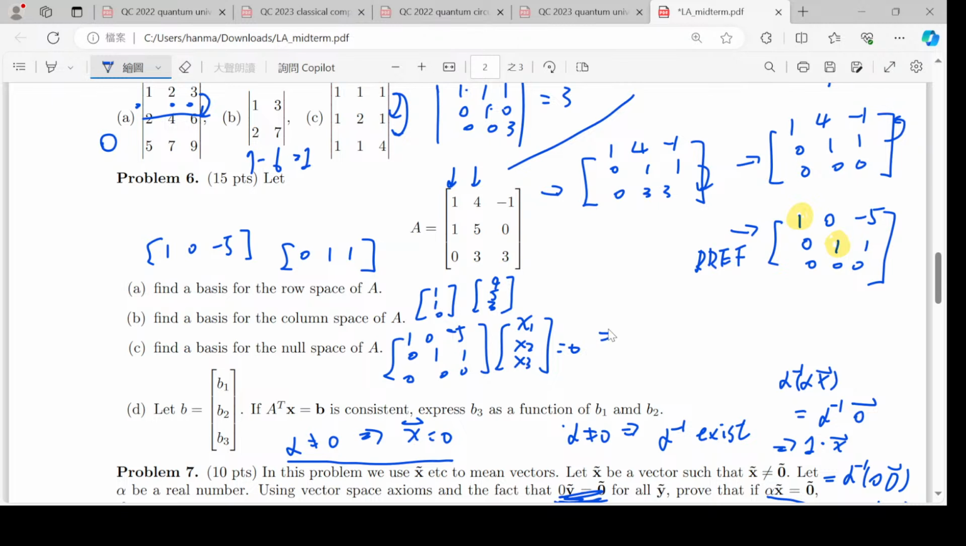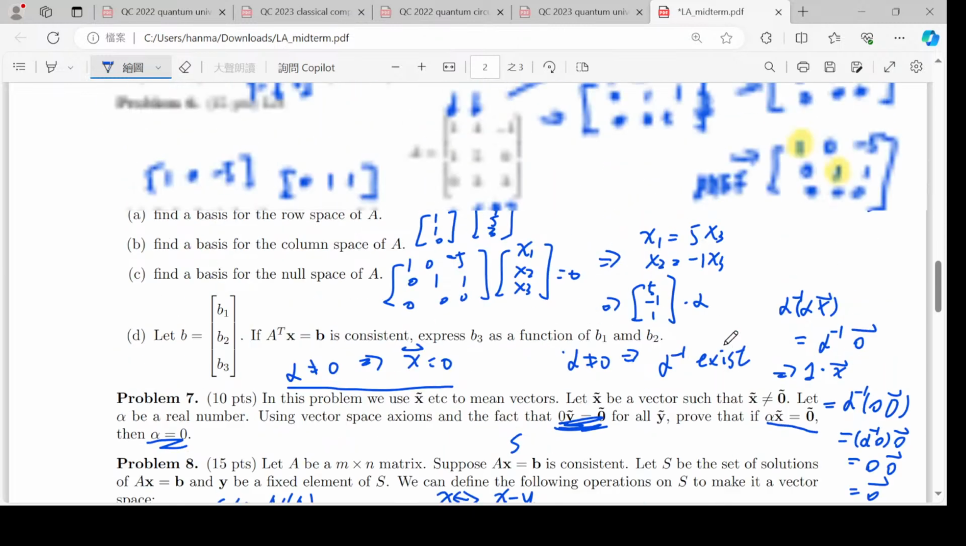That means we can have x1 equal to 5x3 and x2 equal to minus 1 x3. And so the null space is spanned by 5, minus 1, 1, times alpha times x3, right? So the null space is one-dimensional, as our rank-nullity theorem says. So rank is 2 and nullity is 1. Okay, so that's the basis for the null space.